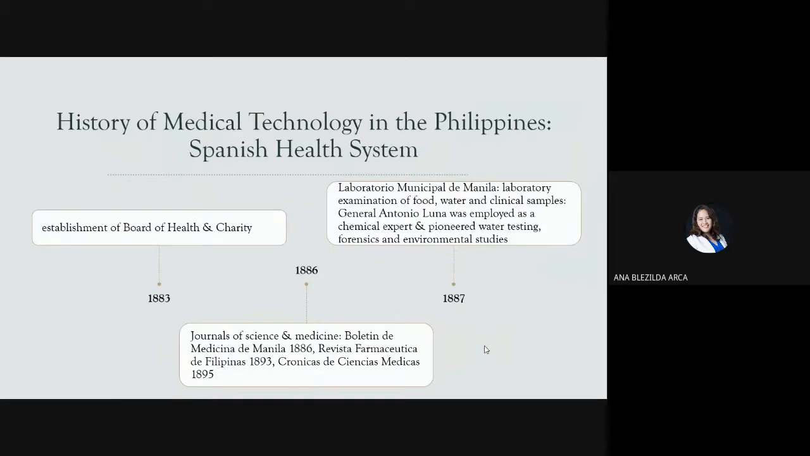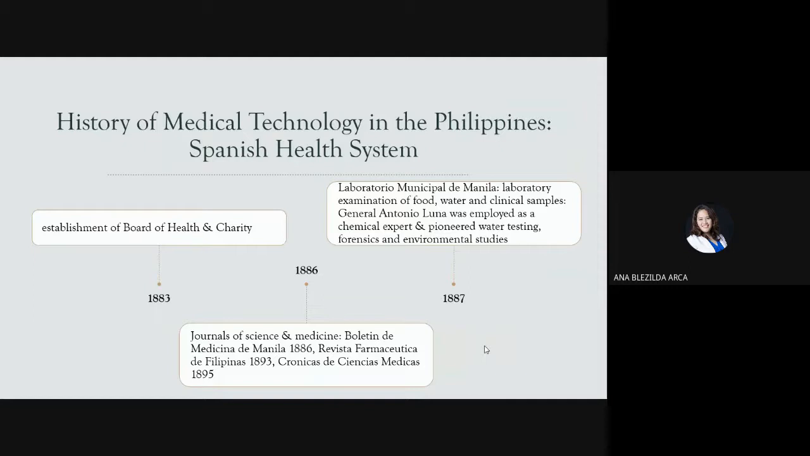Now, during 1883 naman, they established the Board of Health and Charity. And then during 1886, that is the time that they published journals of science and medicine that is focused here in the Philippines, such as Boletín de Medicina de Manila, Revista Farmacéutica de Filipinas, Crónicas de Ciencias Médicas.